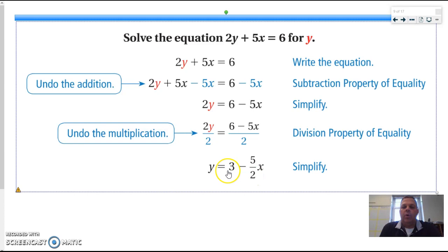Some of you may be wondering where we got the 3. We can take 6 divided by 2, and that gives me the 3. And then I can take 5x divided by 2, and it gives me the 5/2 x.